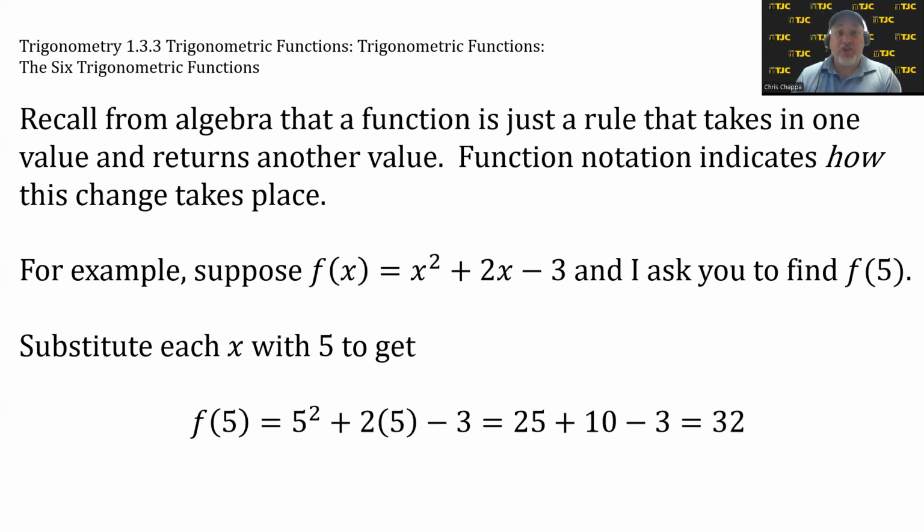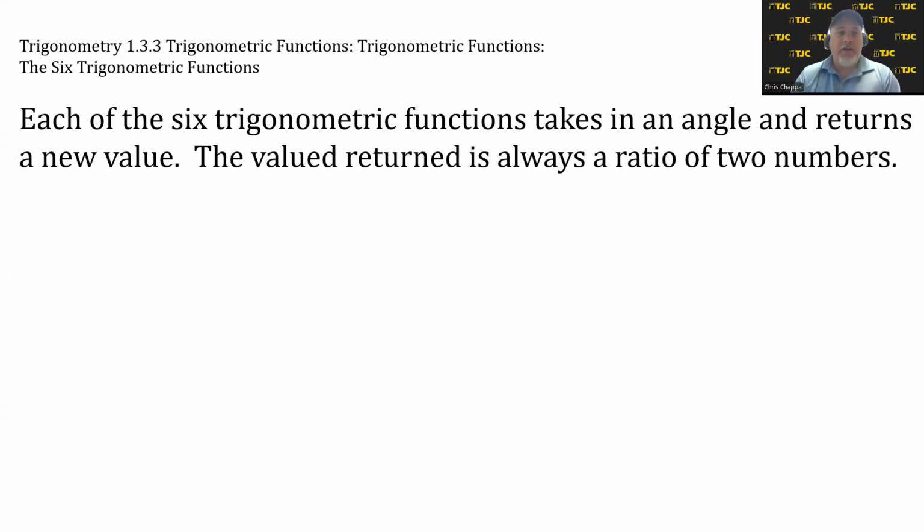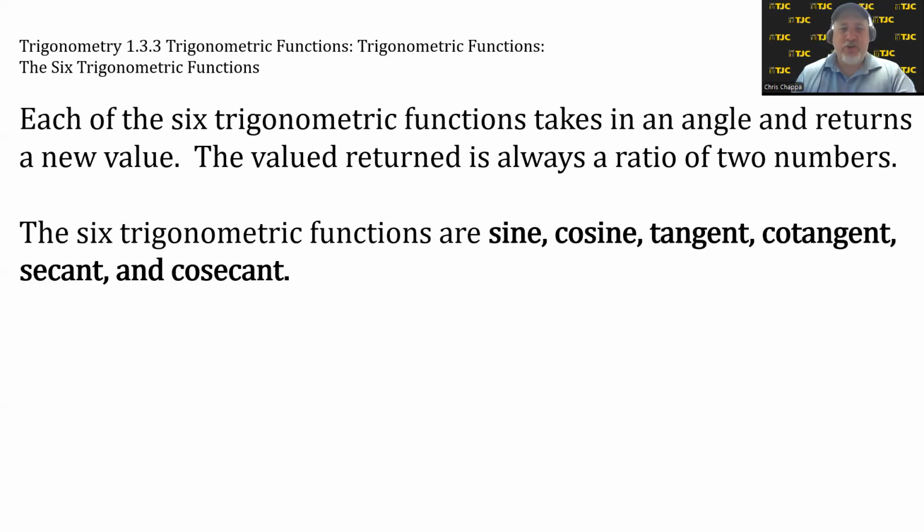The 6 trig functions are functions. They take a number in and give you a value back. Now, each of the 6 trig functions takes in an angle and returns a new value. The value returned is always a ratio of 2 numbers. For now, the 6 trigonometric functions are called sine, cosine, tangent, cotangent, secant, and cosecant.